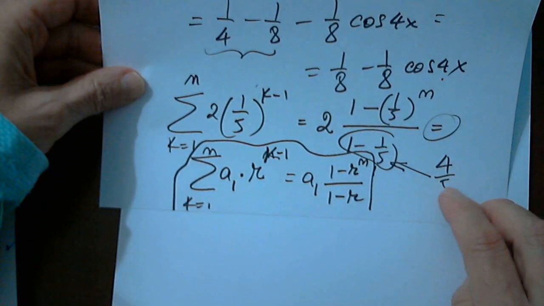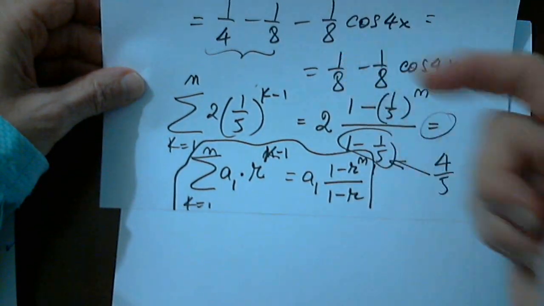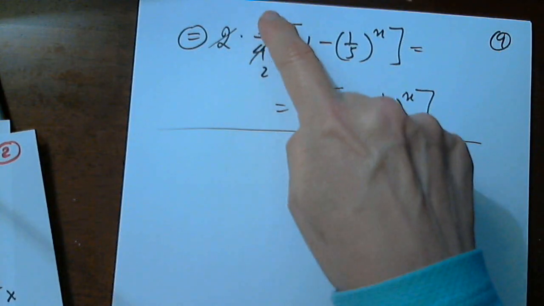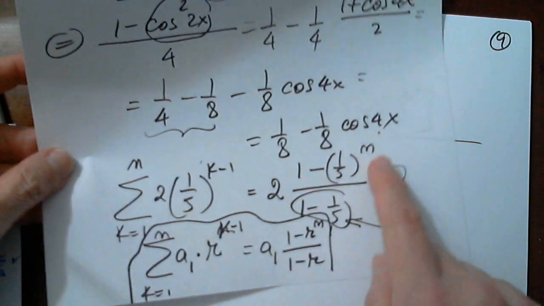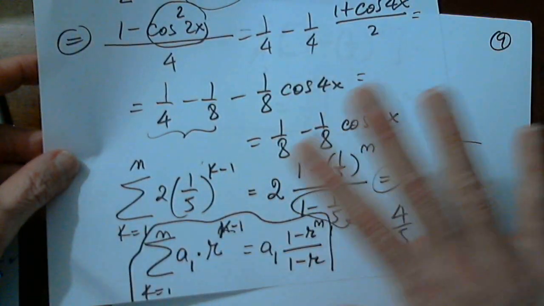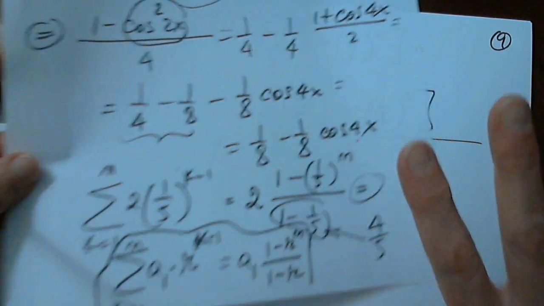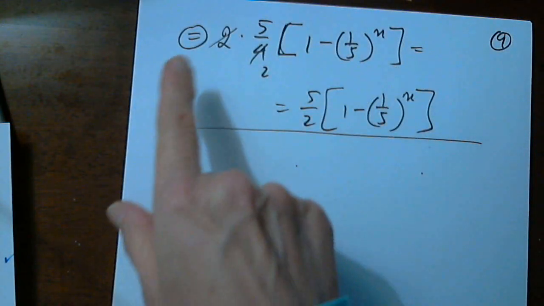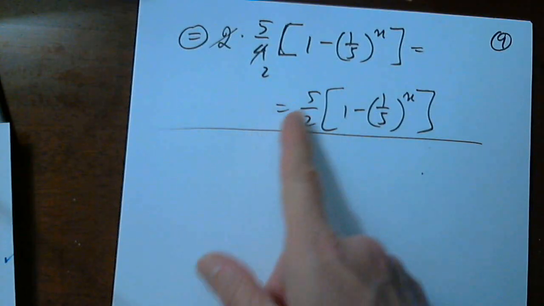The denominator is 4 over 5. I have to flip and write 2 times 5 over 4. And then in brackets, I have to have this, and I cannot touch this. This has to stay as is. So 10 divided by 4 is 5/2.